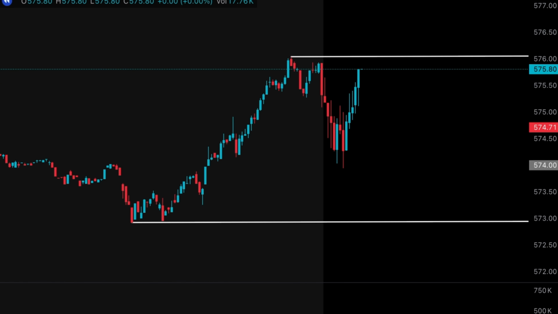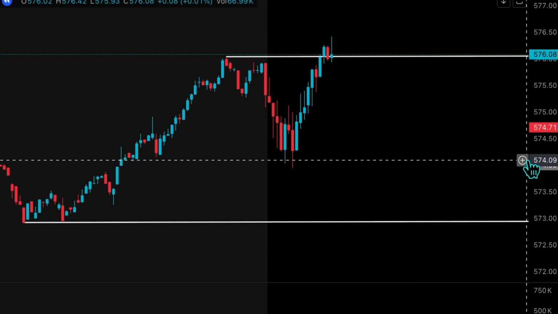So there goes the market again, just watching price action. You can see, boom, now we got the breakout. Now the market is breaking out here.